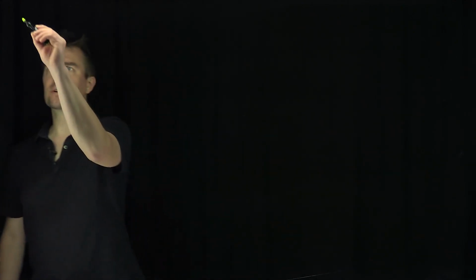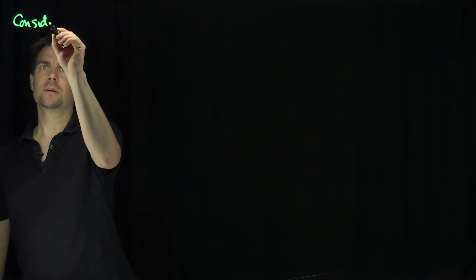Hello students, in this video we'll see how Gaussian elimination can be used to put a matrix into reduced row echelon form and to determine if a system is consistent or inconsistent. Let's consider the following system of equations.